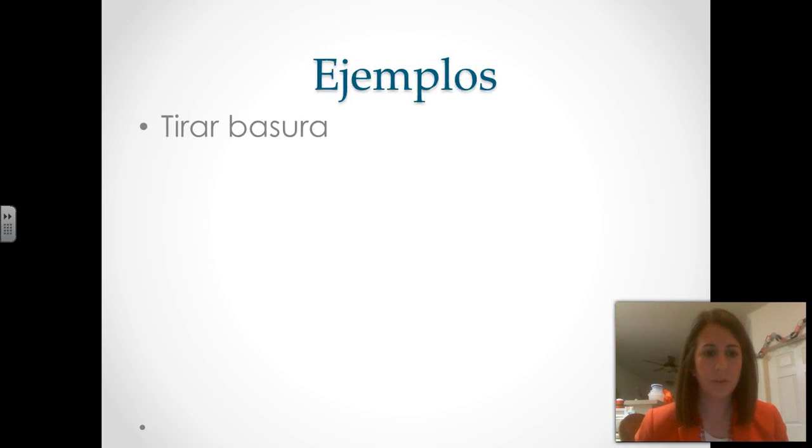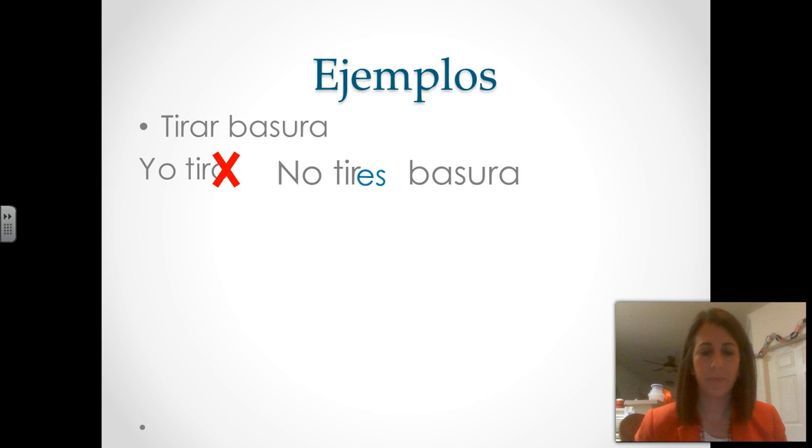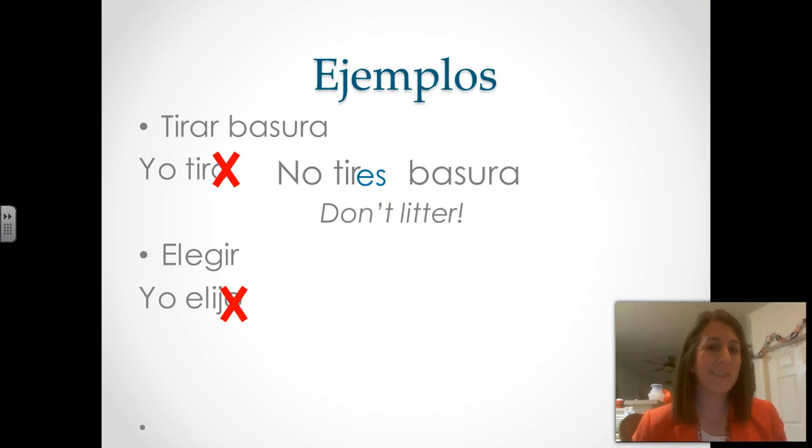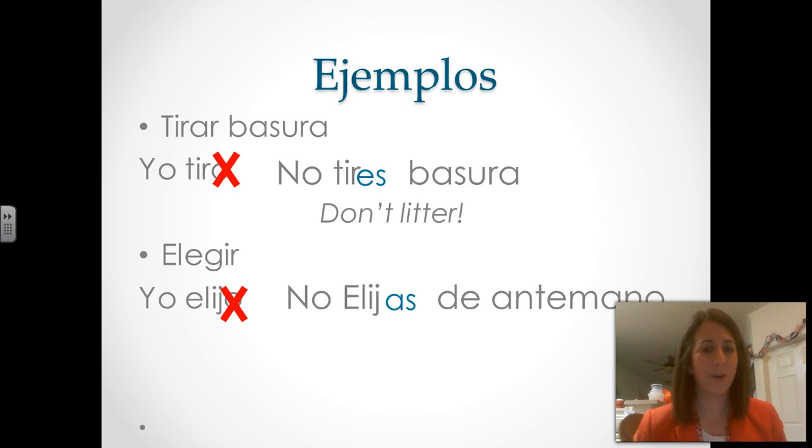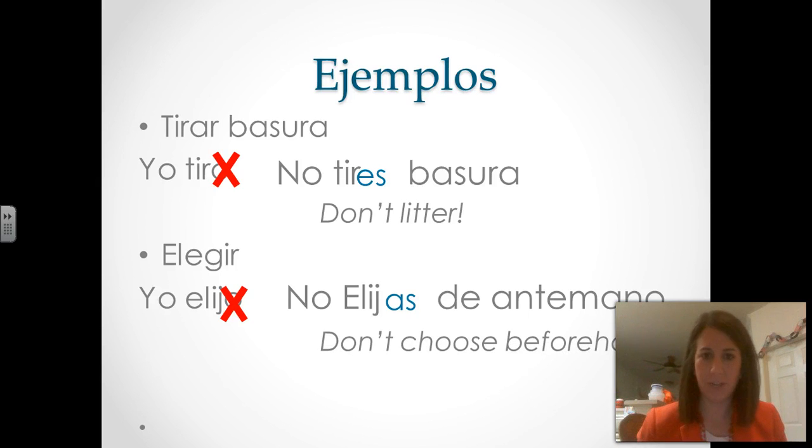Here are some examples. Tirar basura means to litter, right? So start in the yo form, tiro, drop the o. And then we're going to add the opposite ending. Since it's an AR verb, we're going to add es. And that would tell someone, hey you, don't litter. Elegir, remember, the g changes to a j in the yo form. We're going to drop the o. Since it's an IR verb, what's our ending going to be? If you selected as, you are correct. So no elijas de antemano, don't choose beforehand. So those are some examples.